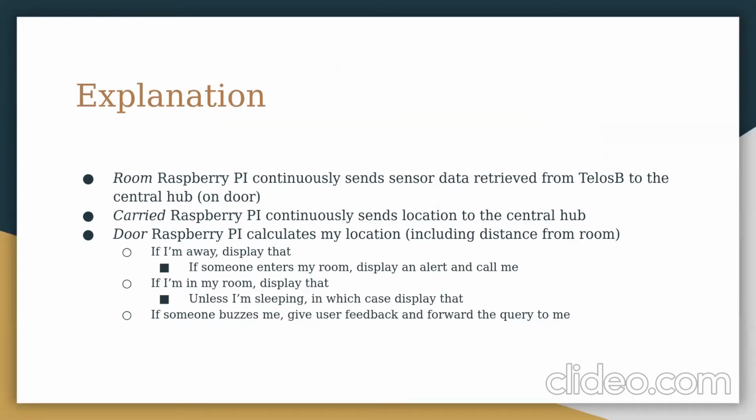So basically the room Raspberry Pi sends data to the Telos B, which then sends it to the Raspberry Pi, which then sends it to the door. And meanwhile, the carried Raspberry Pi sends location to the central hub, and then from the central hub, everything could be calculated, and what needs to be displayed could be displayed, which is whether I'm in my room, whether I'm out of my room, if somebody's trying to contact me, if there's somebody in my room who should not be in my room. And then it sends that information.